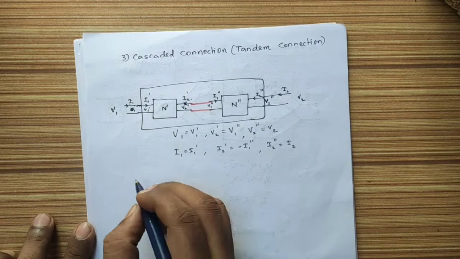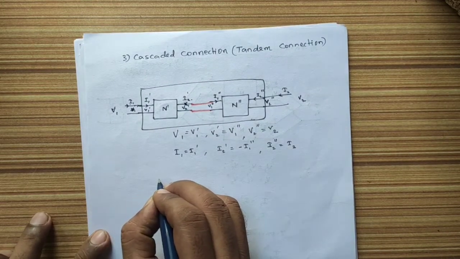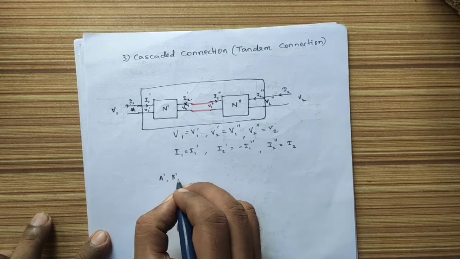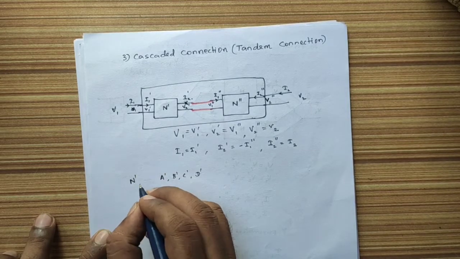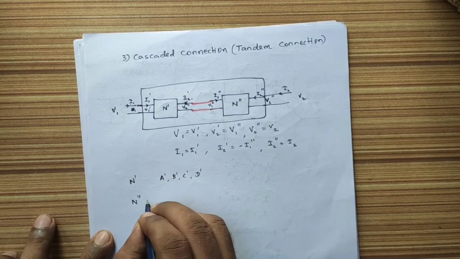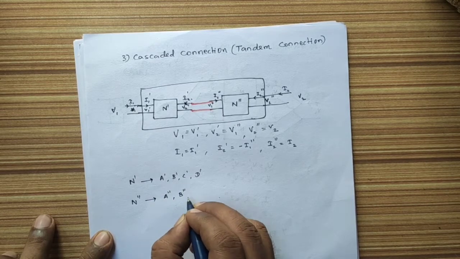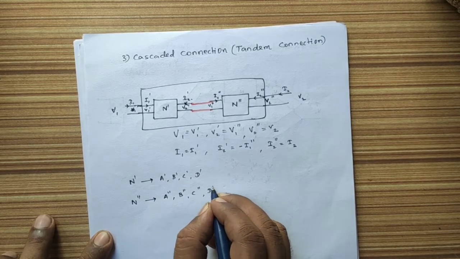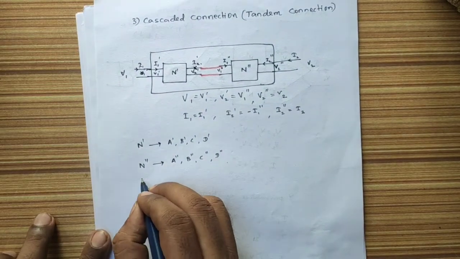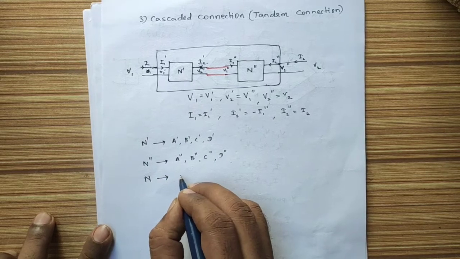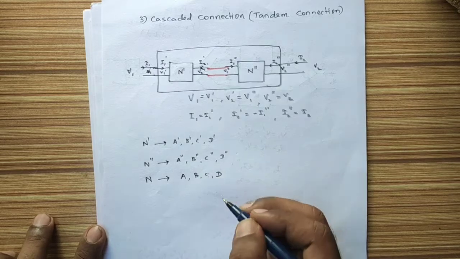So the ABCD parameters for N dash network are A dash, B dash, C dash and D dash. For N double dash network, the parameters are A double dash, B double dash, C double dash and D double dash. Now the resultant network is N, for which the parameters are A, B, C and D.